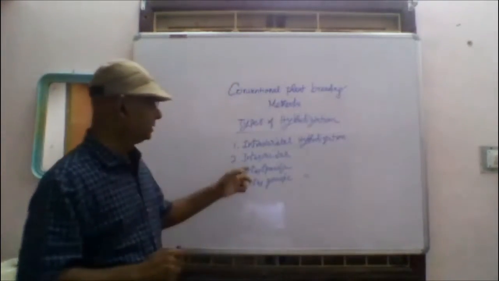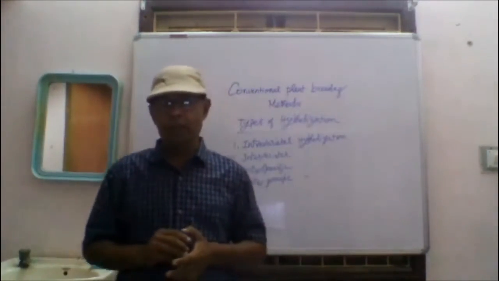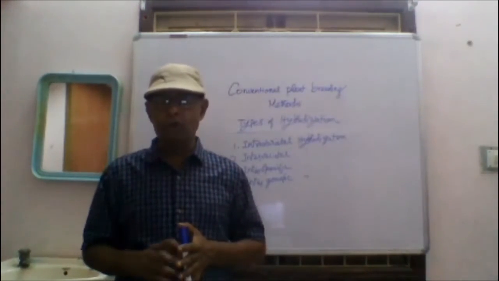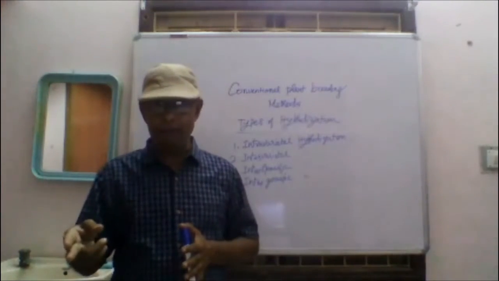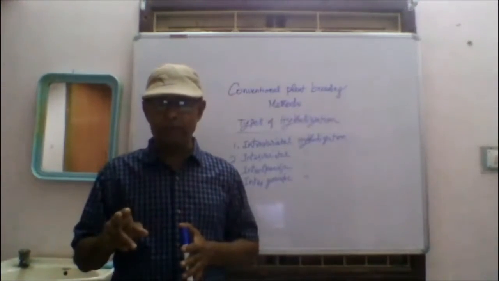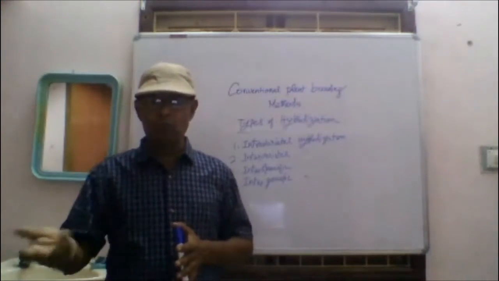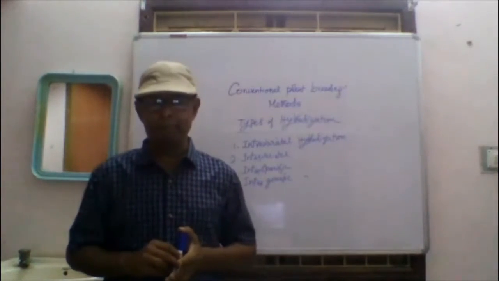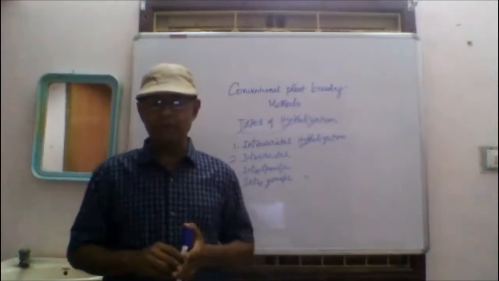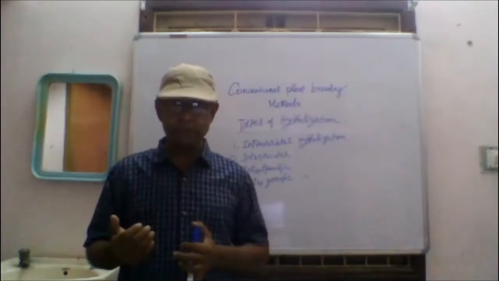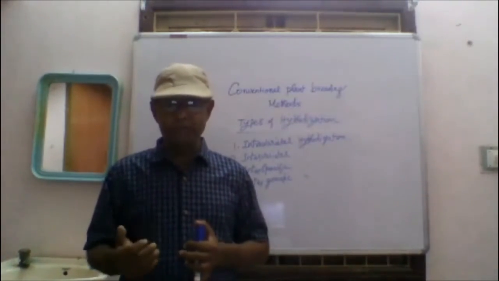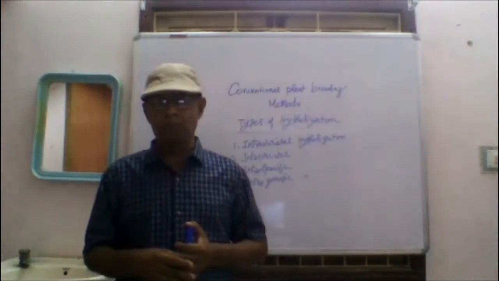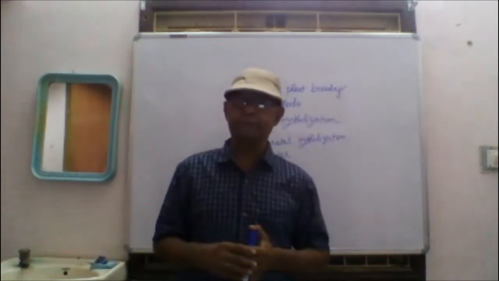The third one is interspecific hybridization. Interspecific hybridization is a cross between the plants of two different species. That is called interspecific hybridization. It is commonly used for transferring genes of disease, insect, pest, and drought resistance from one species to another species.